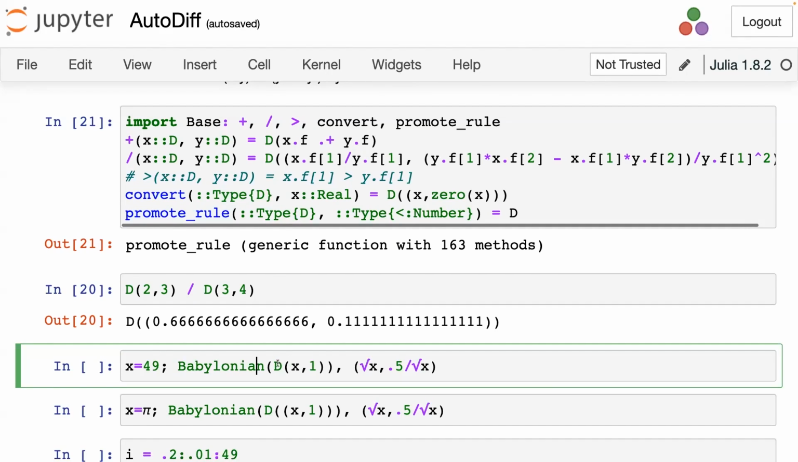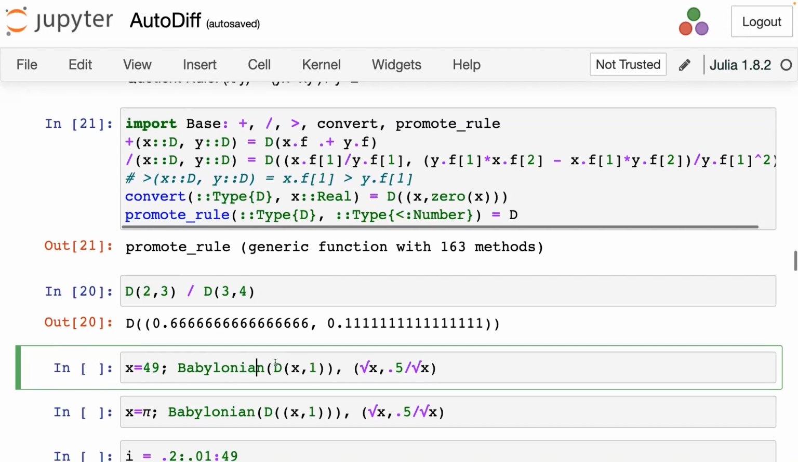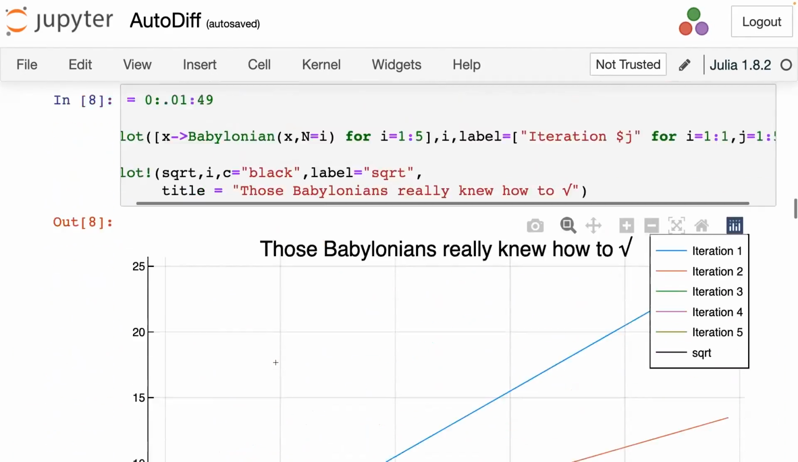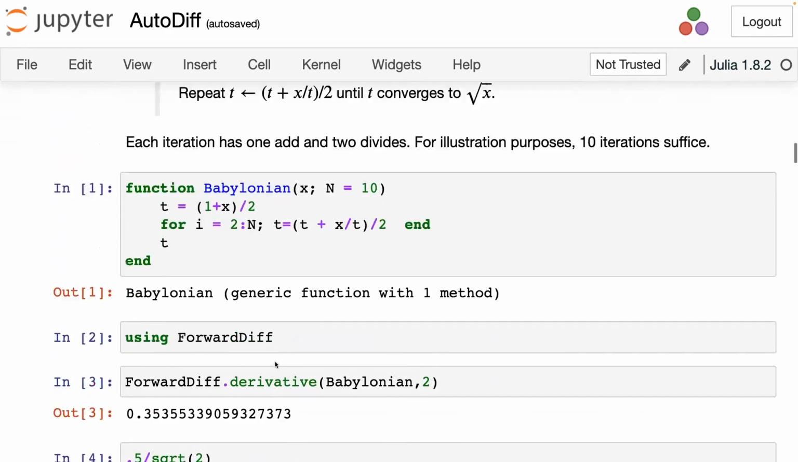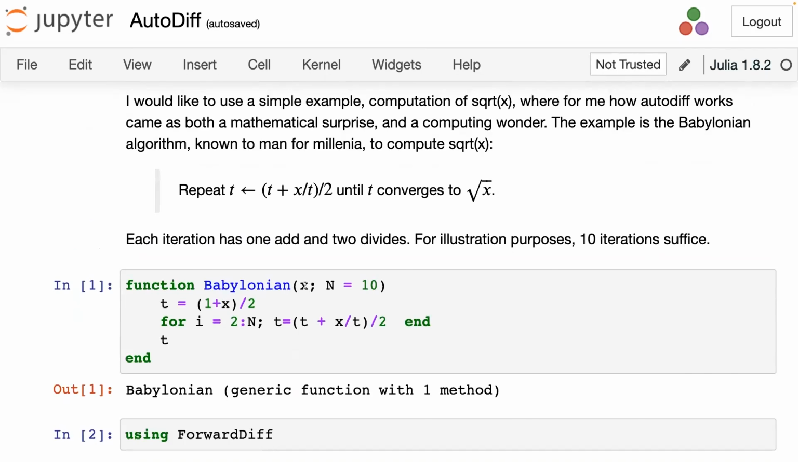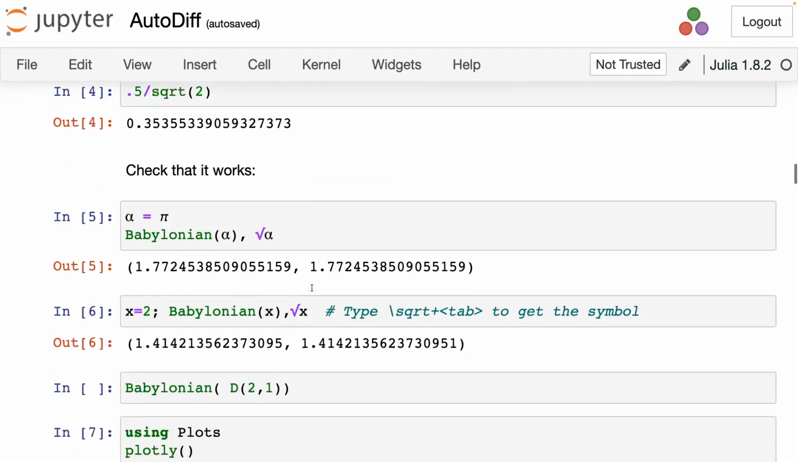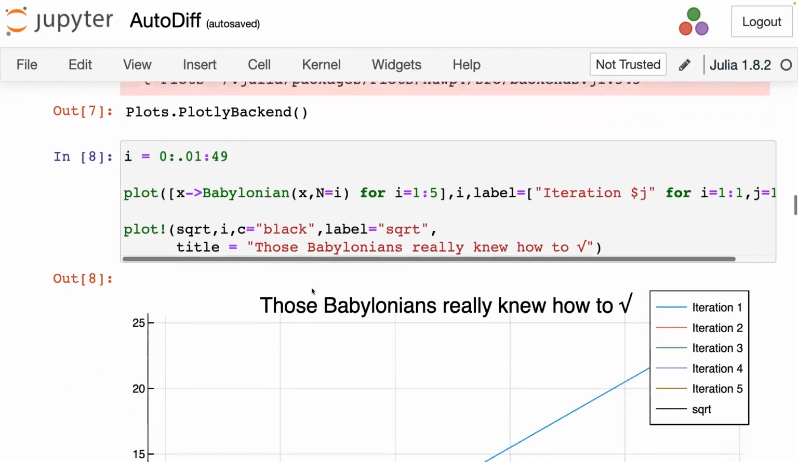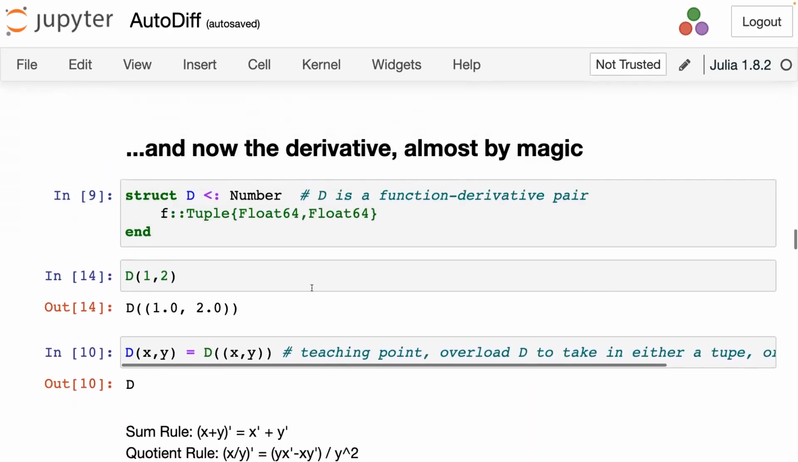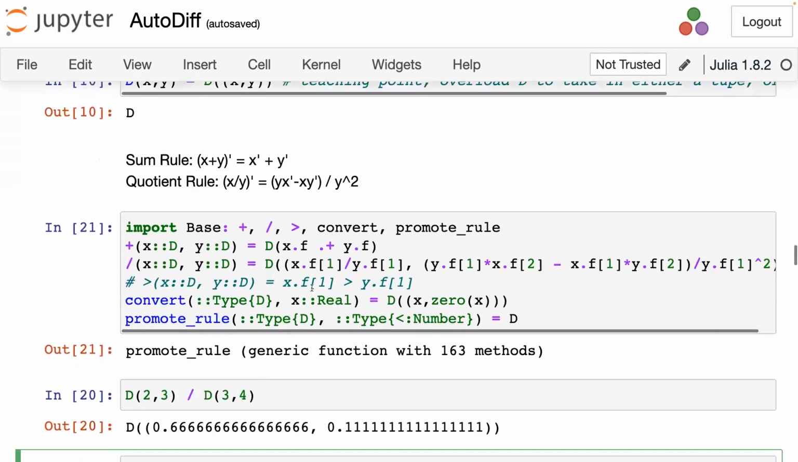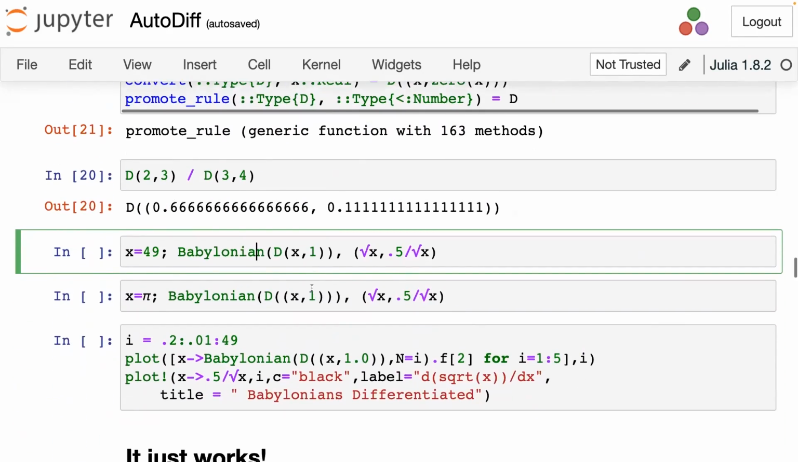And I am, without changing the algorithm, remember the algorithm takes a scalar in. Let's see it again, let's find it. The Babylonian algorithm, which is up here, takes a scalar. I'm not going to rewrite the algorithm, I'm just going to feed it something new, something different from a scalar. I'm going to feed it a dual number. And so let's do it. Where did it happen? Here.